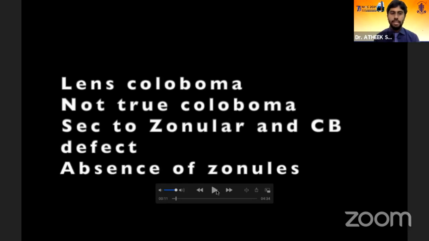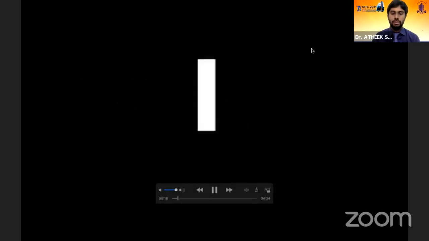These lens colobomas are not actually true colobomas. They happen due to zonular and ciliary body defect. Sometimes we will be able to see a small notch in the lens, and usually it will be associated with absence of zonules in the colobomatous areas. So I have 6 pointers for phaco in colobomatous eyes.